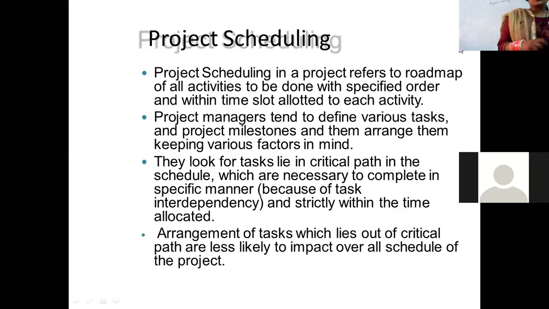Project managers tend to define various tasks and project milestones and then arrange them keeping in mind various factors. They look for tasks that lie on the critical path in the schedule, which are necessary to complete in a specific manner and strictly within the time allocated. So project scheduling is all about doing things critically in that specified time. Arrangement of tasks which lie outside of the critical path is less likely to impact the overall schedule of the project.